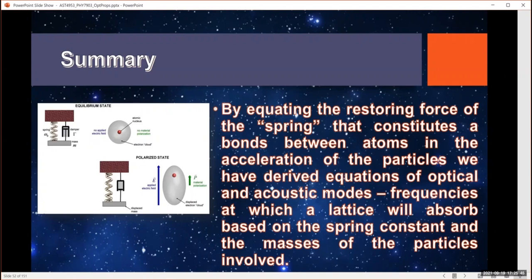But this basically shows you how this Lorentz model, this idea of springs holding your atoms together, allows you to come up with a model for how light is being absorbed. In our next video, we'll apply this to actually putting an electric field in place.